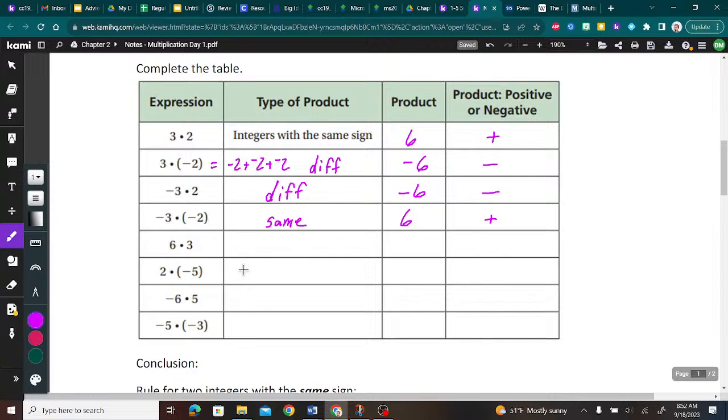So applying that same idea, let's look. Same signs, positive. Different signs, negative. Different signs, negative. Same signs, positive. And this was same signs. This was different signs. This was different signs. And this was same signs. So 6 times 3 is 18. Different signs, 2 times negative 5 is negative 10. Negative 6 times 5 is negative 30. And negative 5 times negative 3 is 15.